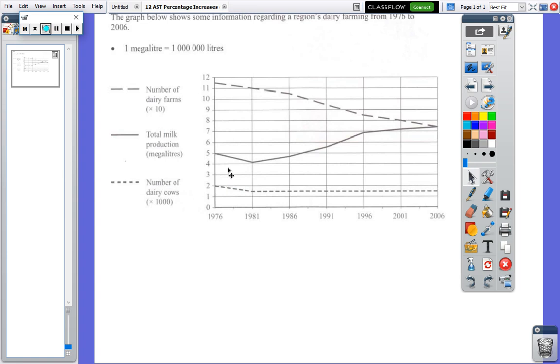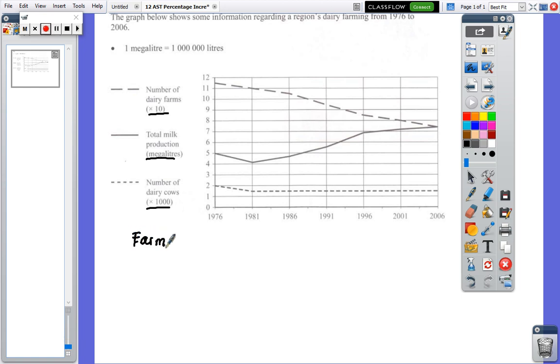Okay, so we're looking at a video just to help us use percentages to describe what's happening with data. This is a question from the short response that you might have seen before. We're measuring cows: number of farms times 10, milk production on the solid line in megalitres, and number of cows in thousands. Again, you might actually set up a table.